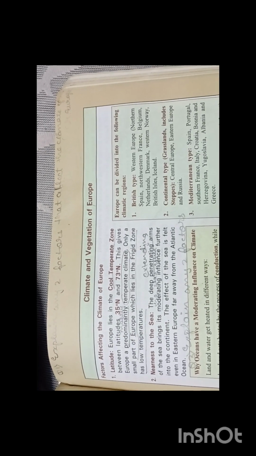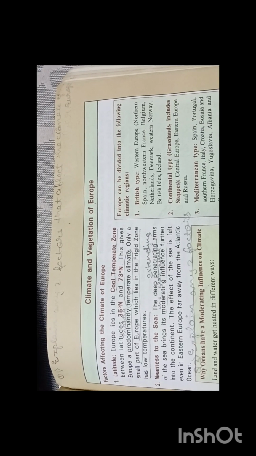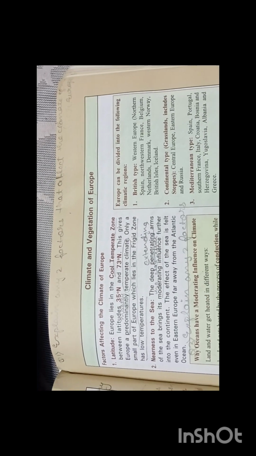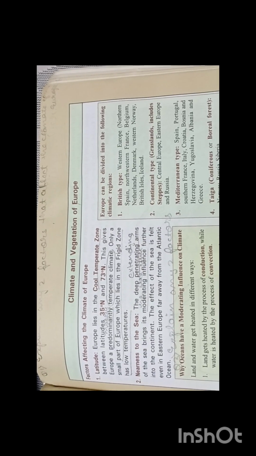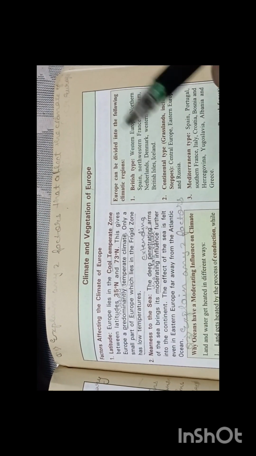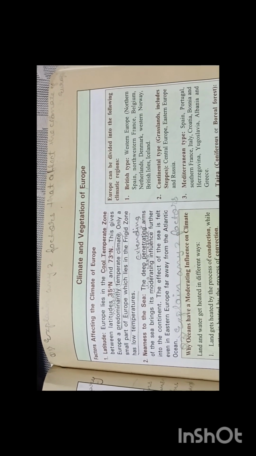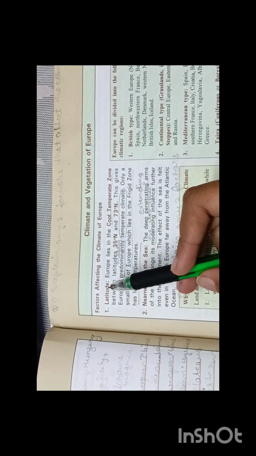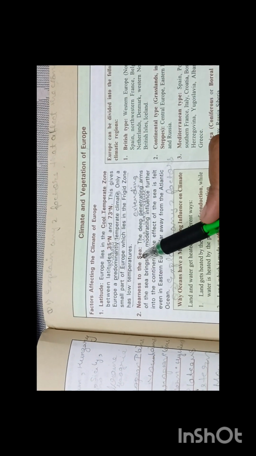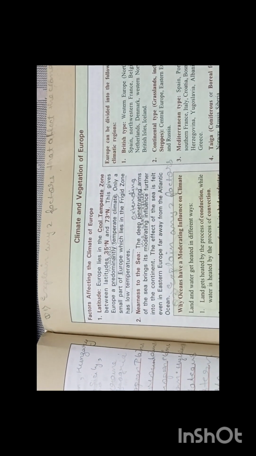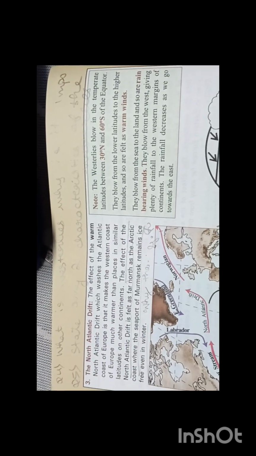First, under climate and vegetation of Europe comes factors affecting the climate of Europe. Now, there are some factors that can affect the climate of Europe. What are the factors that are influencing the climate of it? First is latitude, second is nearness to the sea, third is, on the second page, the North Atlantic Drift, and the fourth one is the westerlies.